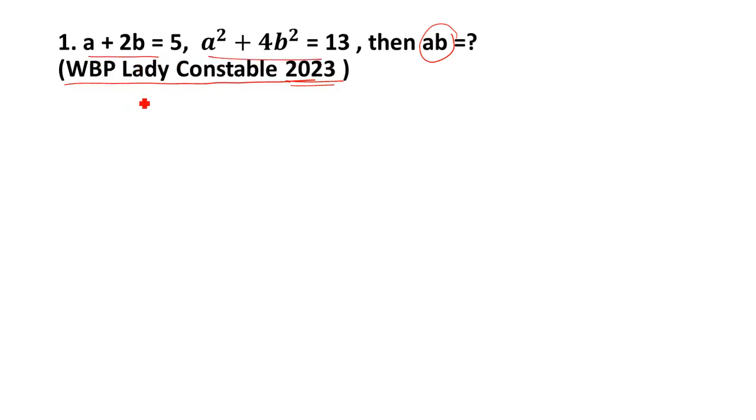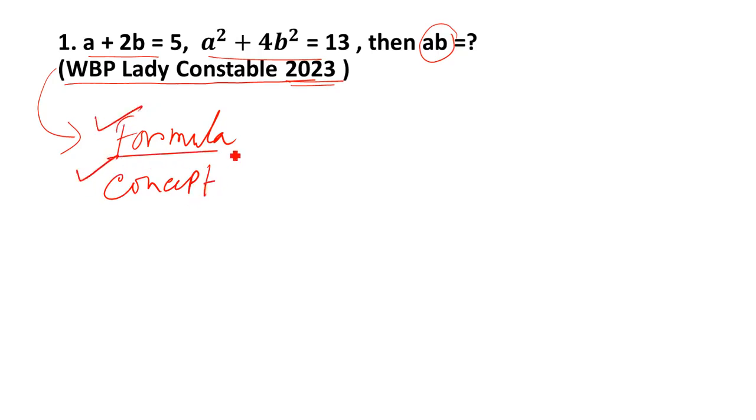So as a matter of fact, you need to understand both formula-wise as well as concept-wise. You can solve the question in both ways, either applying formula or applying concept. First, let me just go with the formula. Here we have a plus 2b equal to 5, a square plus 4b square equal to 13. Most of the algebraic problems, this is an algebra based question, you can solve.